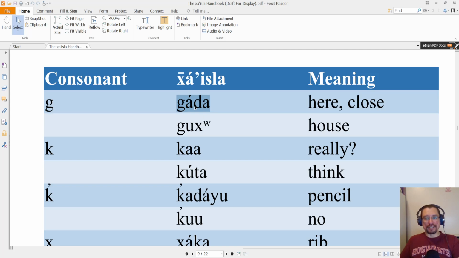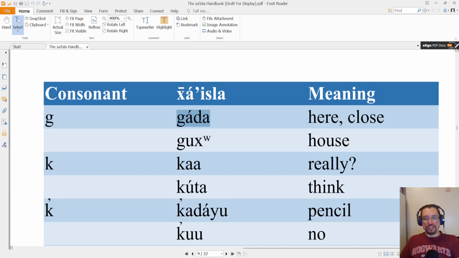Gyada. Also pay attention, it's not gyada with three syllables. It's 2 syllables. Gyada. So you say it really quickly. Gya. It's very fast, very quick. Gya. Gyada. And gyada refers to something that's here, close to me, the speaker.